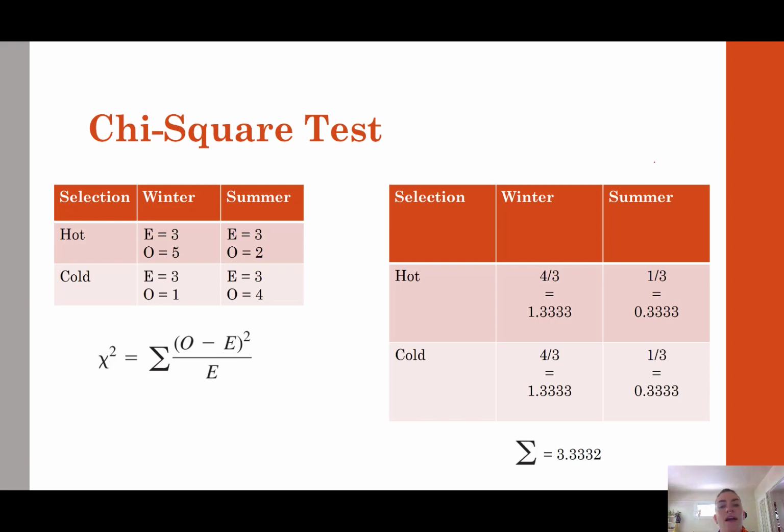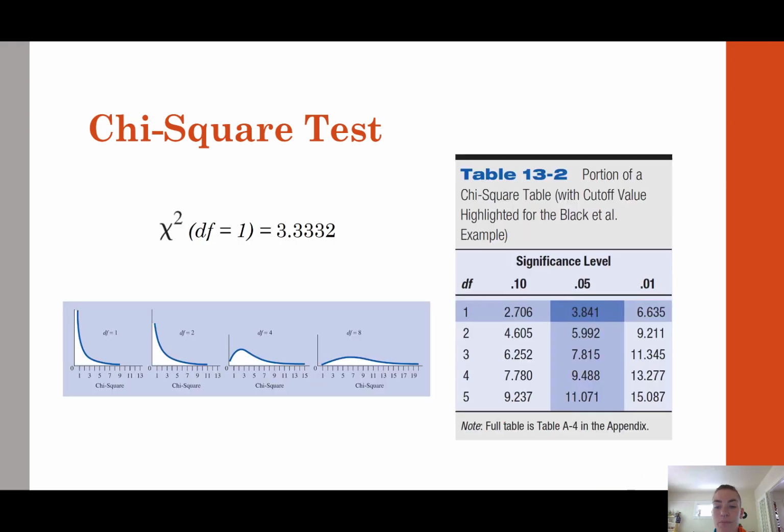And then remember, for the chi-square statistic, we add up all these values, right? So I have 1.33 plus 0.33 plus 1.33 plus 0.33, and I get a sum of 3.3332. And that is my chi-square value. So my chi-square value with degrees of freedom 1 equals 3.3332.